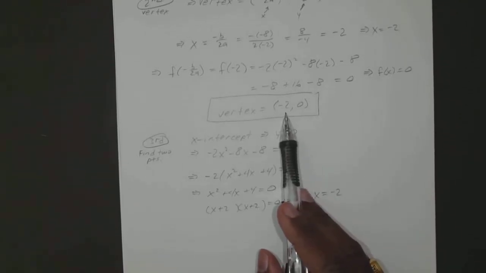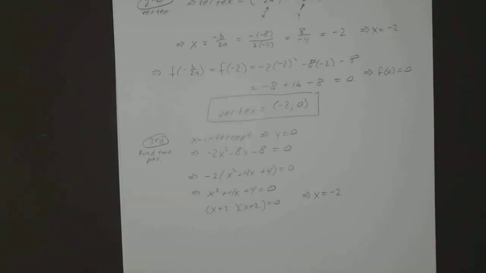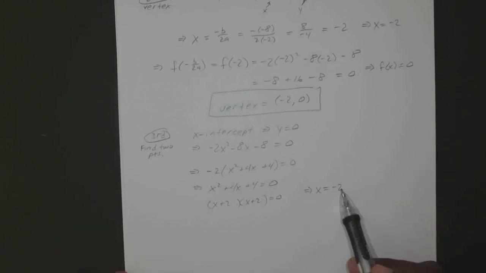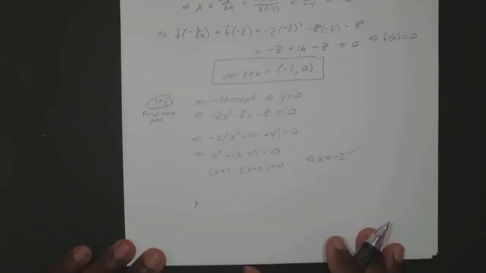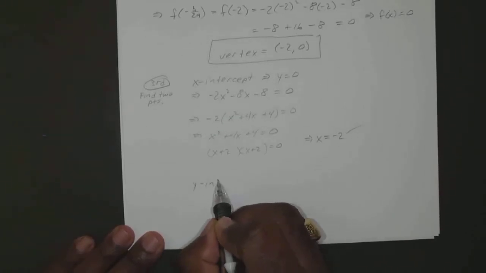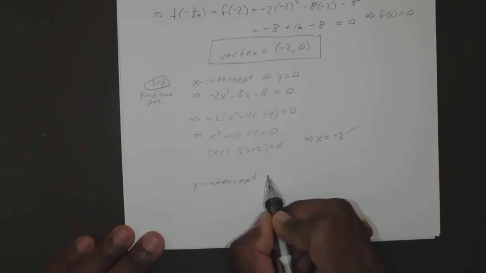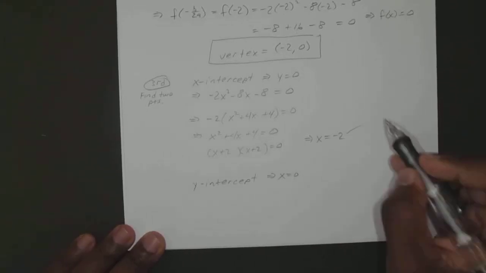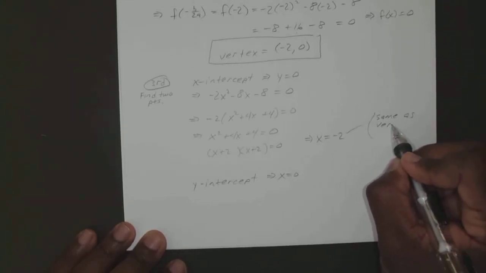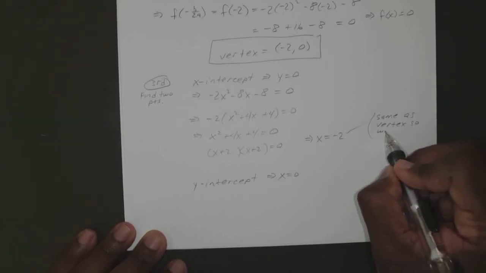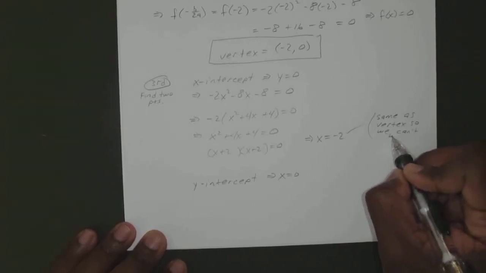Okay? So they really just gave us our vertex over again. That's why I said you can sometimes use your x and y intercept. Since we already have that one, we'd have to pick another extra point. I mean, we can pick our y-intercept, because I'm pretty sure that will be different. Your y-intercept is when you make x equal 0. Let me put a little note next to this one: same as vertex, so we can't use it.